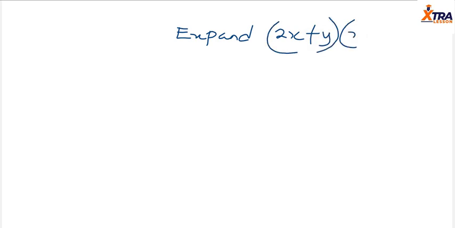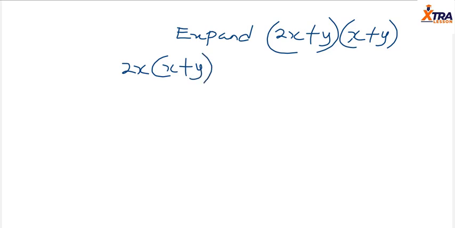You have to expand 2x plus y times x plus y. We want to expand it. So how do we expand 2x plus y in the first bracket, and x plus y in the second bracket? Very easy. You bring out each term of a particular bracket and use it to multiply the whole of the second bracket. What am I saying? 2x, then I use that to multiply the whole part of the second bracket.